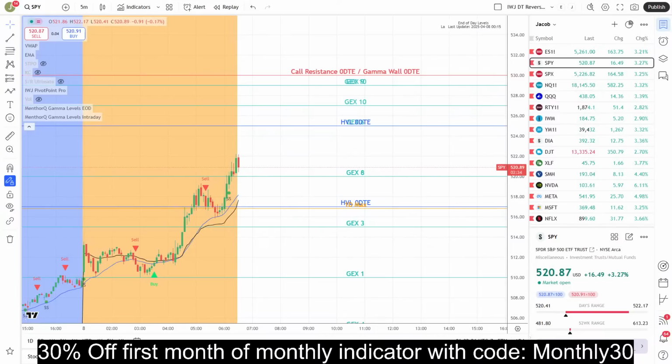I've moved my strike to 520 now because it's looking like they're going to be a little lower before we get a sell signal.